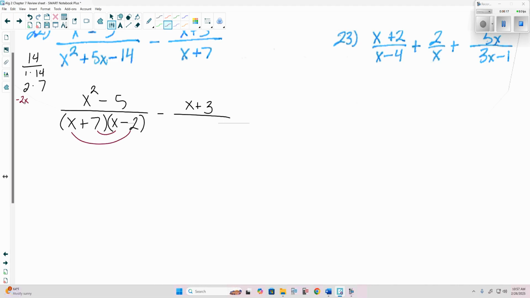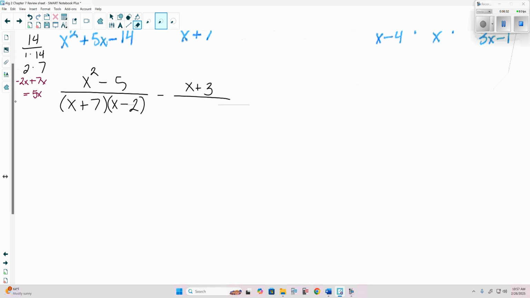X times negative 2 would be negative 2x. 7 times x would give us a positive 7x. And negative 2x plus 7x would give us the positive 5x. So those are the correct factors. Now, for us to be able to add or subtract, we need the denominators to be the same. It doesn't matter if they already have sets of parentheses, because if the one on the right already had x plus 7 times x minus 2, they would be the same. We can add them.